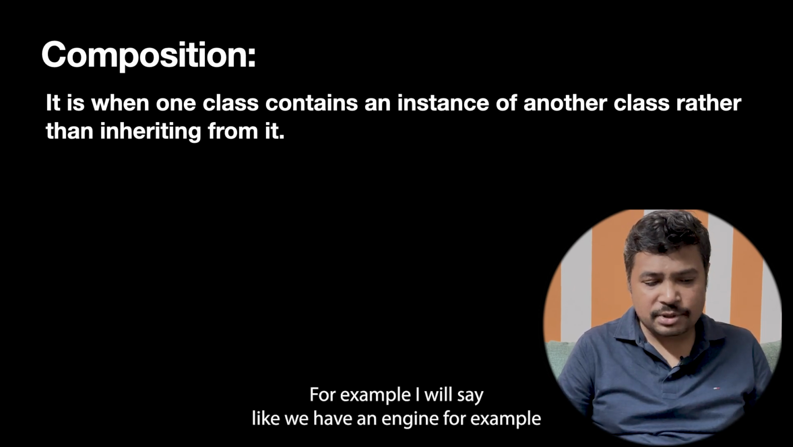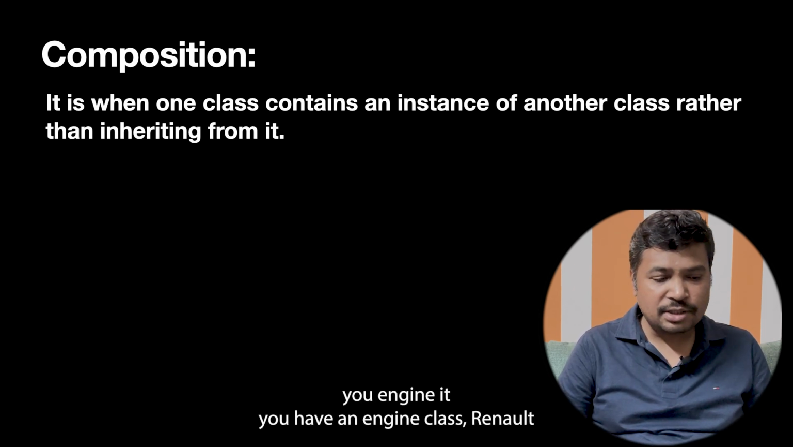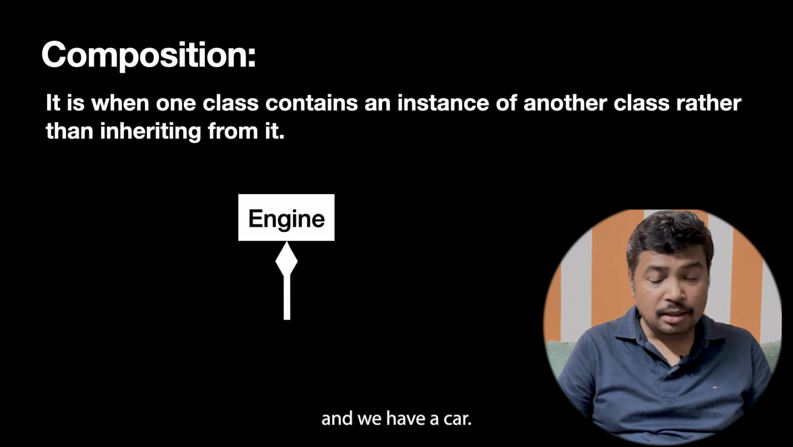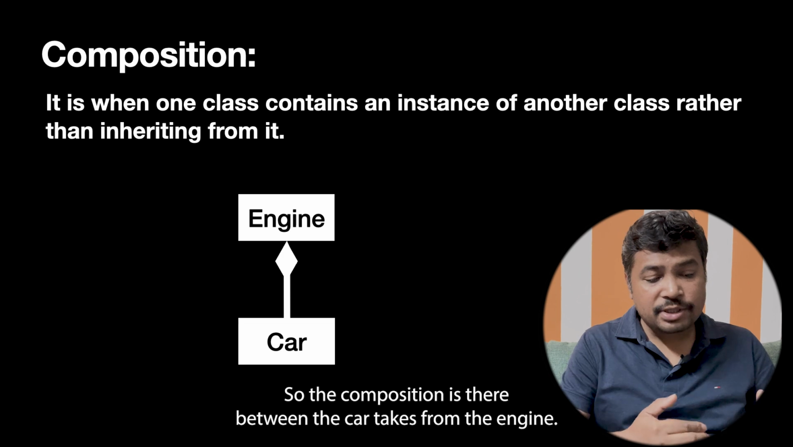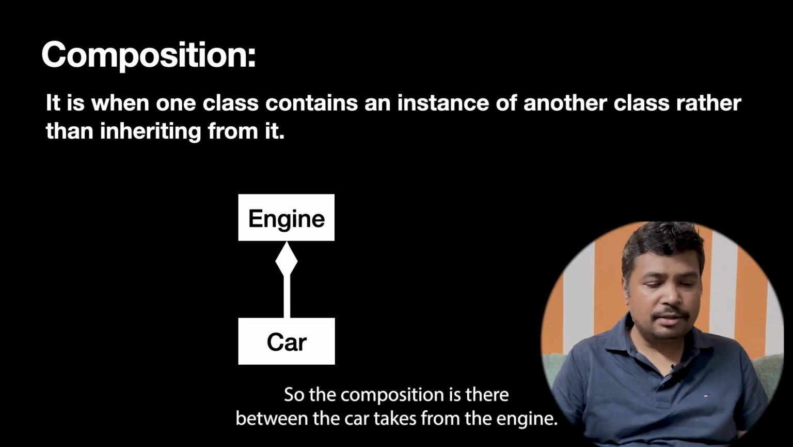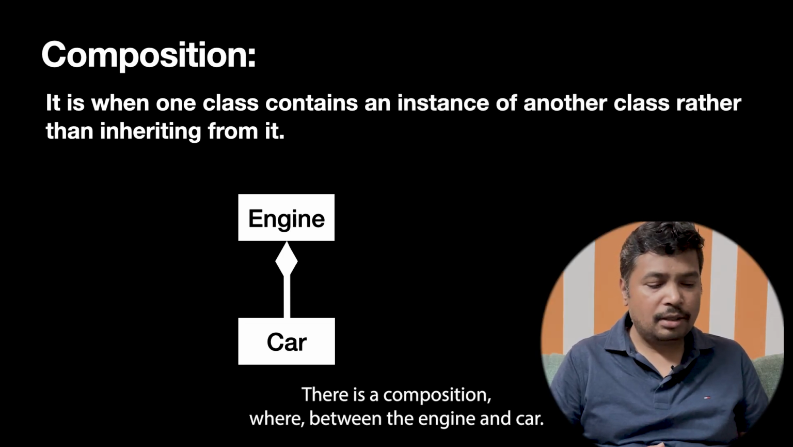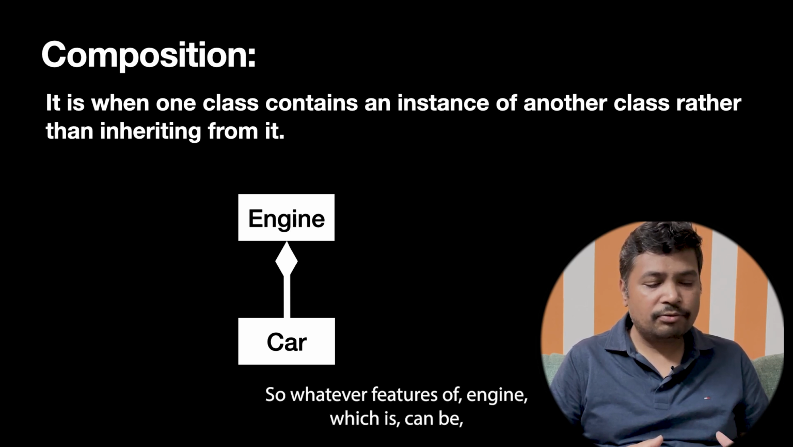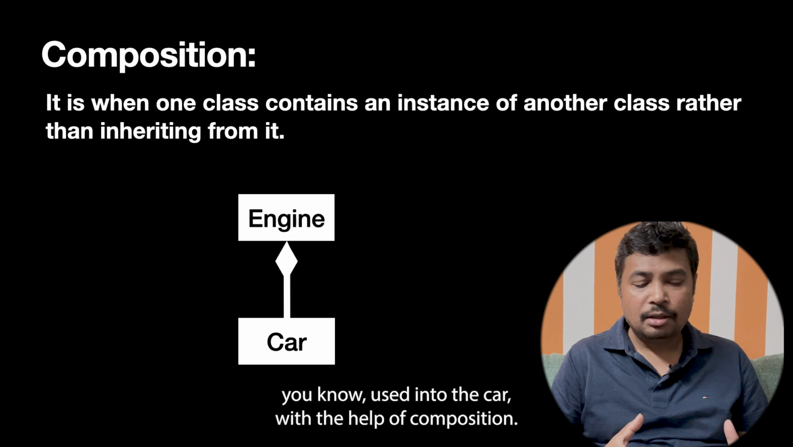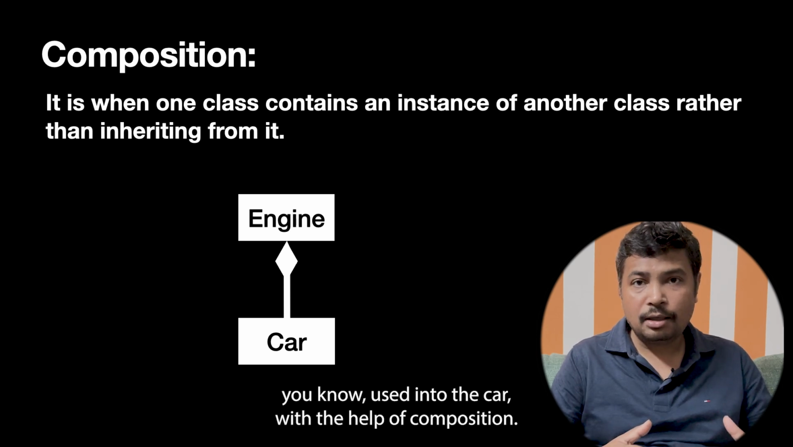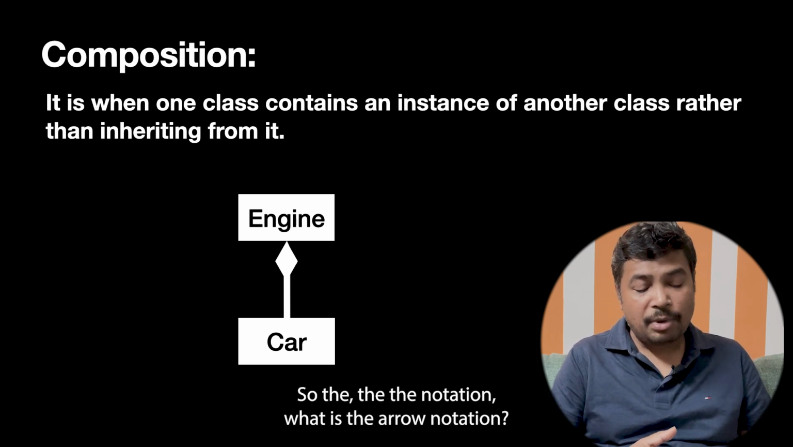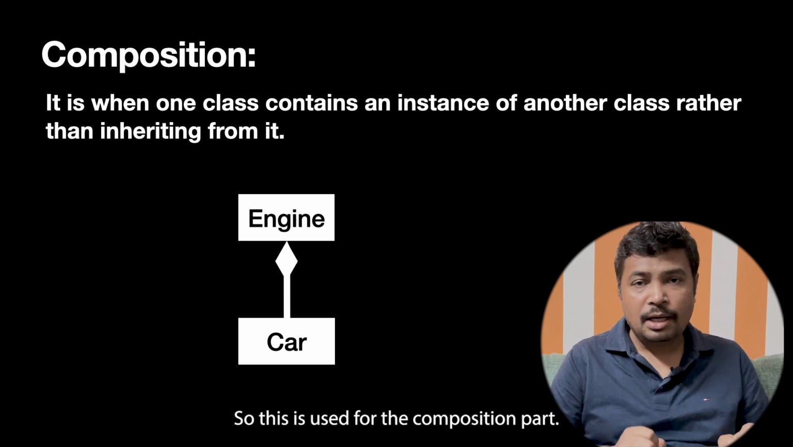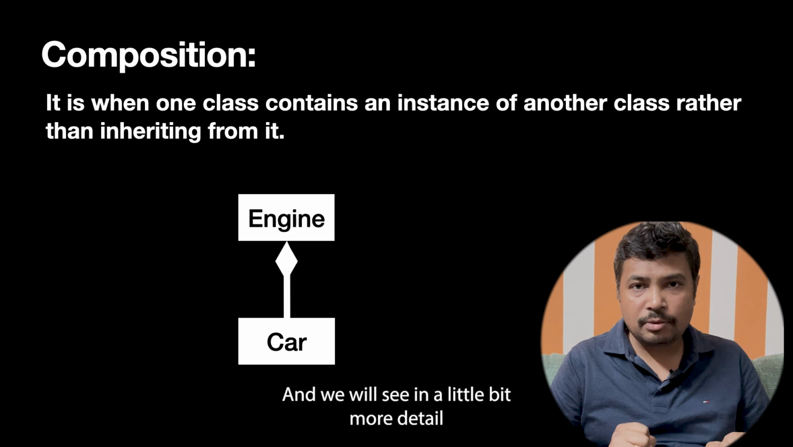For example, we have an engine class, and we have a car. The composition is there between the car and the engine, where the car takes from the engine. Whatever features of the engine can be used in the car with the help of composition. So mind the notation. This arrow notation is used for the composition part, and we will see it in a little more detail when we are seeing the program.